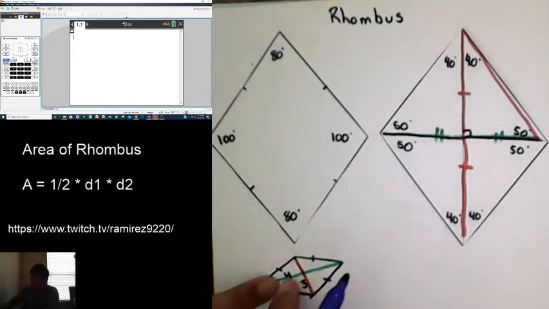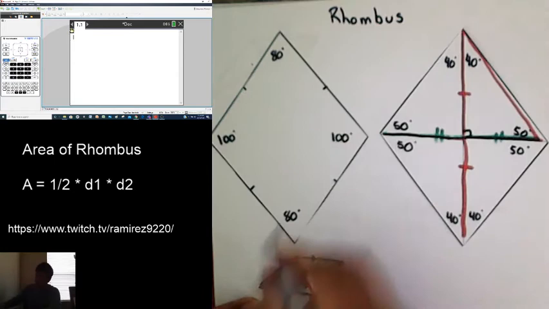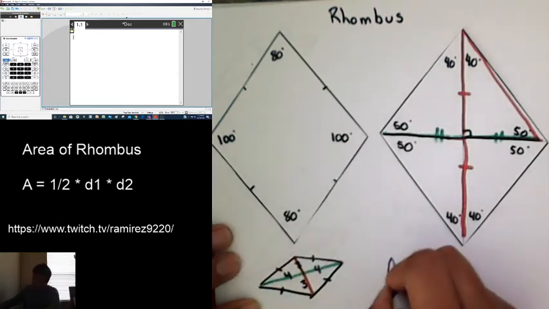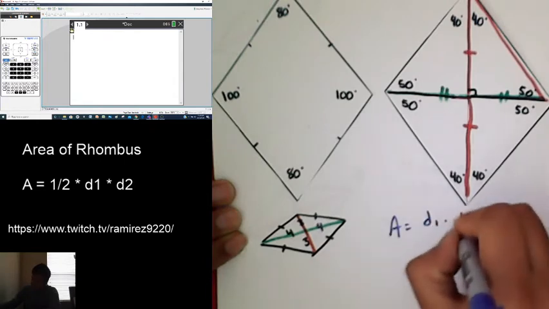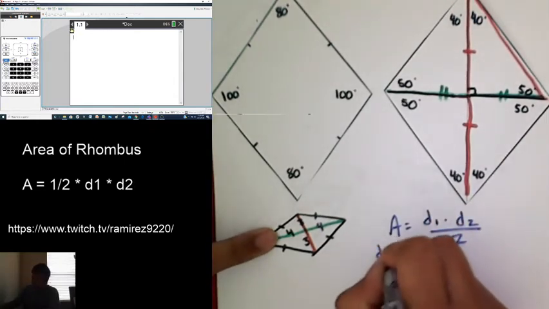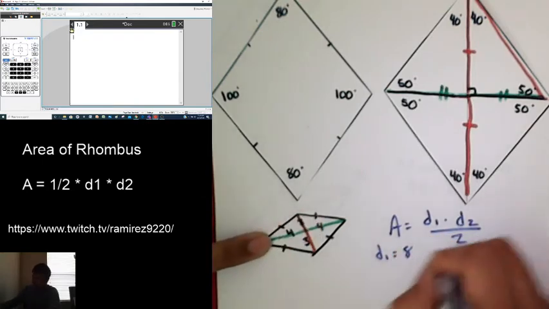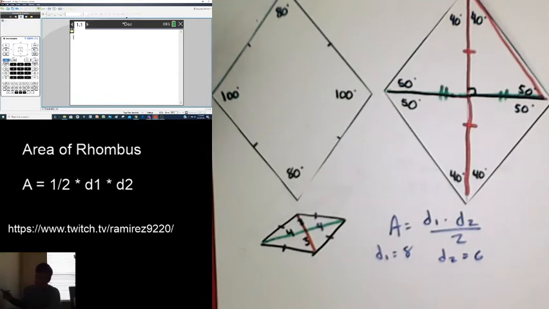Automatically, if that's 4, that's 4. If that's 3, that's 3. Remember how the area was the same as a kite? It was just d1 times d2 divided by 2. Well, right now I know that one of my diagonals is 4 plus 4, and the other diagonal is 3 plus 3. I got everything I need.